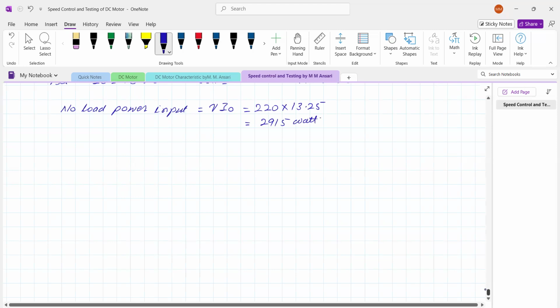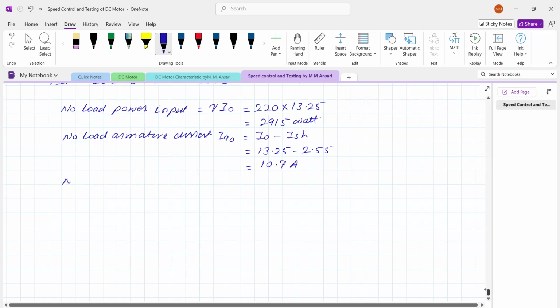Armature current at no load, IA0, is equal to I0 minus ISH, which is equal to 13.25 minus 2.55, equals 10.7 ampere. So this is the no load.